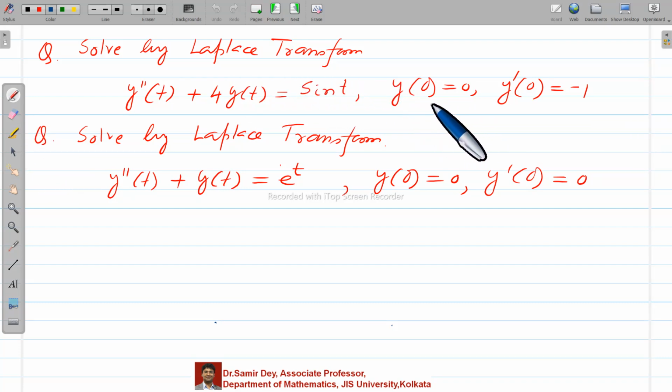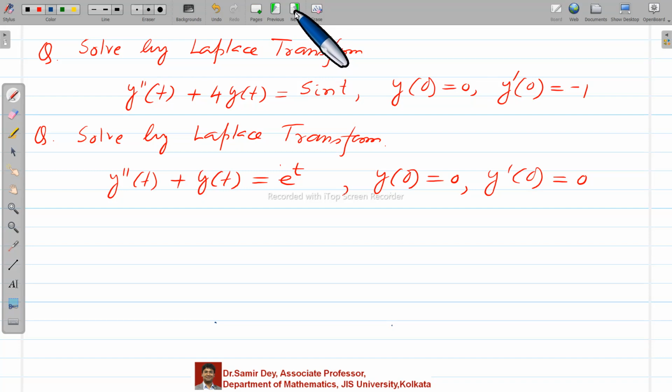So just you can check, some conditions are given. Here y(0) is equal to 0, y'(0) is equal to -1, and in the next question I have considered y(0) equal to 0 and y'(0) equal to 0. So the conditions may be 0, may be non-zero, different types. According to the condition you have to use it. Now to solve this question, first I need to recapitulate some formulas so that you can understand clearly, because here derivatives are there.